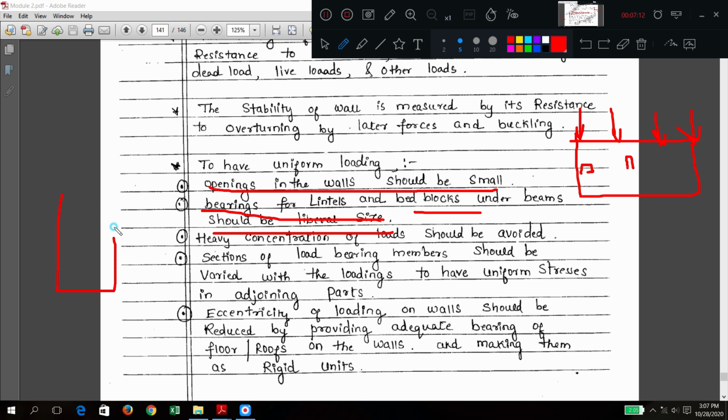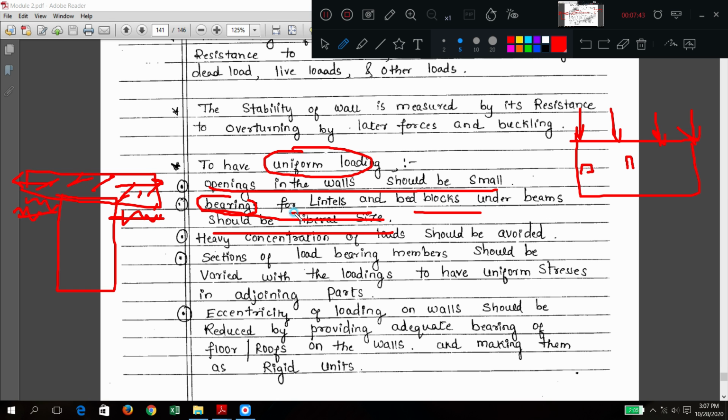Suppose this is a door opening in a wall. There should be a lintel on the top. So this distance is called the bearing. This should be a little bit larger. The distance from here to here, the bearing, should be a little bit more. For what reason? To have a uniform loading. So that is why they are telling bearings for lintels. This is the bearing for lintels.